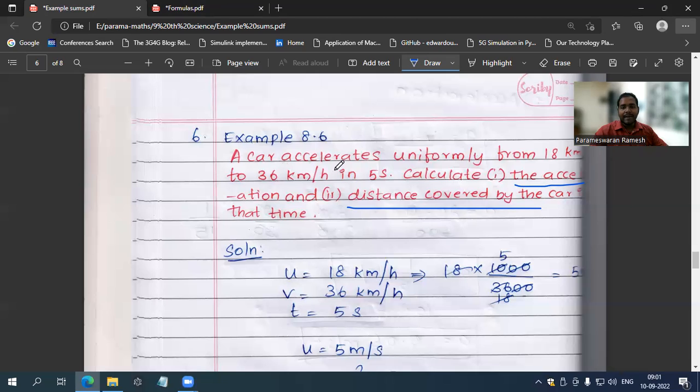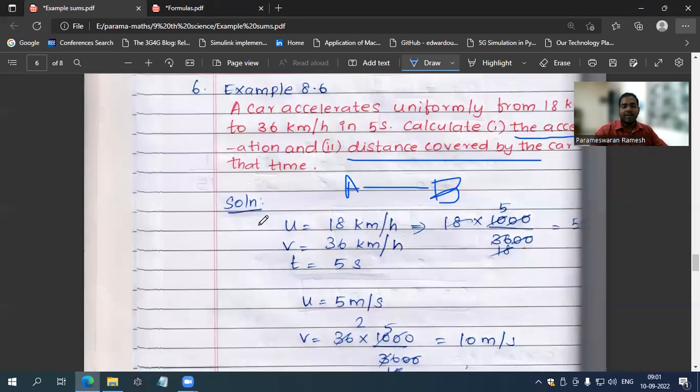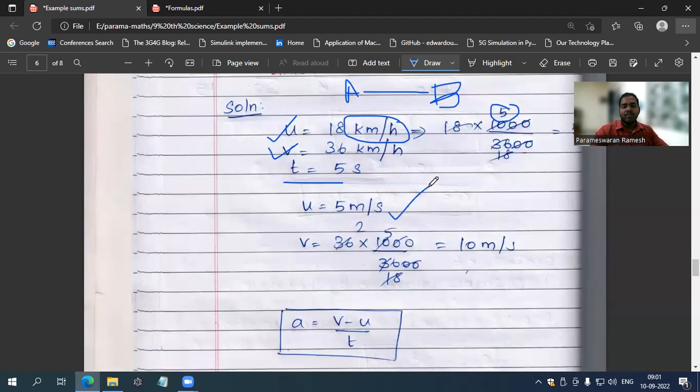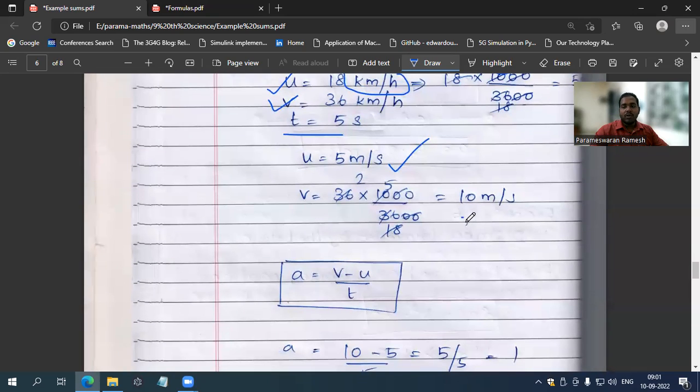What data has been given? A car accelerates from A to B, from 18 km per hour to 36 km per hour. So the initial velocity u is equal to 18 km per hour, v is equal to 36 km per hour, and t is equal to 5 seconds. Kilometer per hour has to be converted to meter per second. That is a minor conversion: we multiply by 5 by 18. So we get the initial velocity u equal to 5 meter per second and v equal to 10 meter per second.